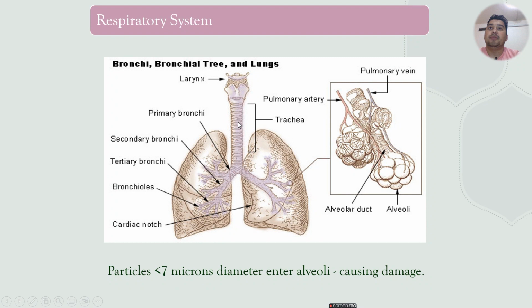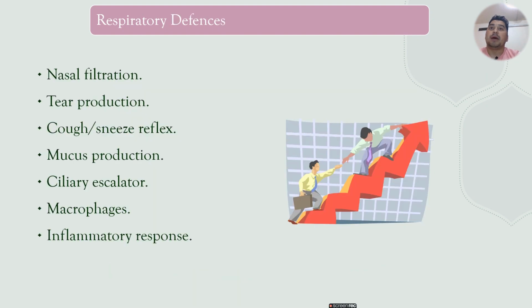Respiratory system, bronchi, tree, and lungs. So this is the lungs. Second, bronchi, trachea, bronchioles, and cardiac notch. Particles less than 7 microns in diameter enter the alveoli. So if any particles less than 7 microns enter our lungs, they cause damage. These are the most dangerous particles, dust particles or fume particles that enter our lungs, because that will affect our lungs.